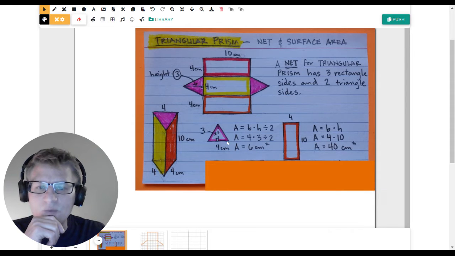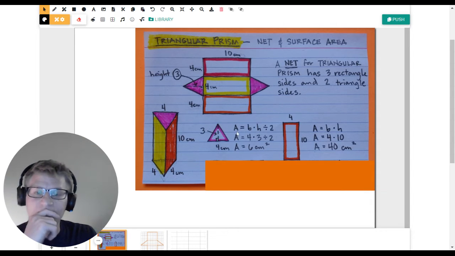But in any case, we know the base being 4, right? We know it from right there. We know the height is 3, and the height goes straight up. So to find the area of a triangle, we go base times height divided by 2.